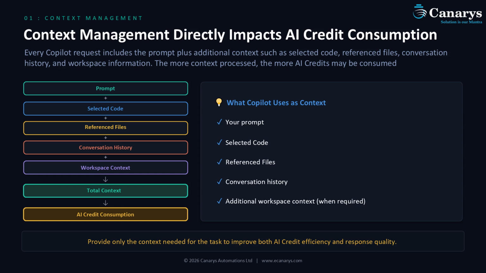The more context Copilot needs to process, the more tokens are required. Since AI credits are based on model usage, larger context generally means higher AI credit consumption. This doesn't mean you should avoid providing context. It means you should provide only the context that's actually needed for the task. So if more context can increase AI credit consumption, the next question becomes, what actually causes our context to grow unnecessarily? Let's look at some common examples.